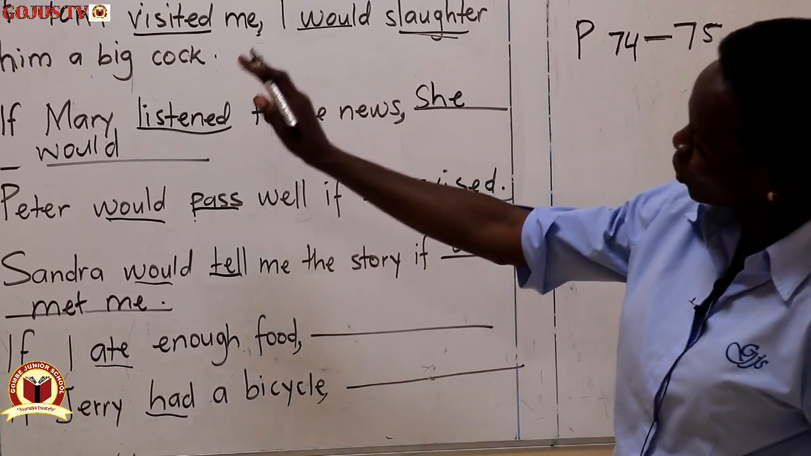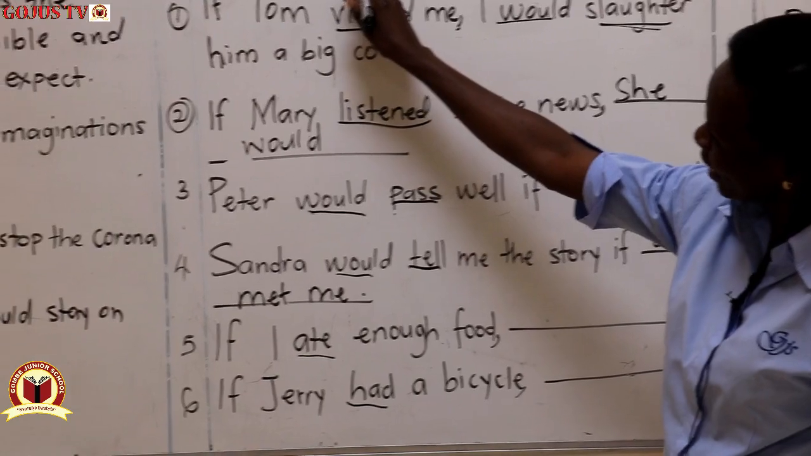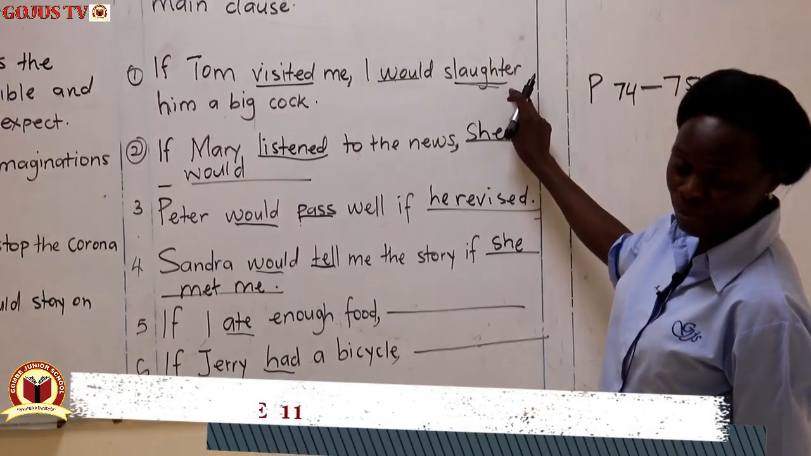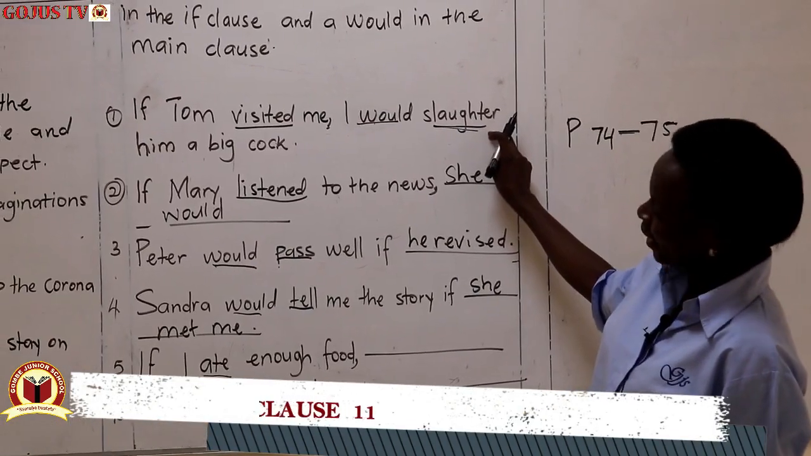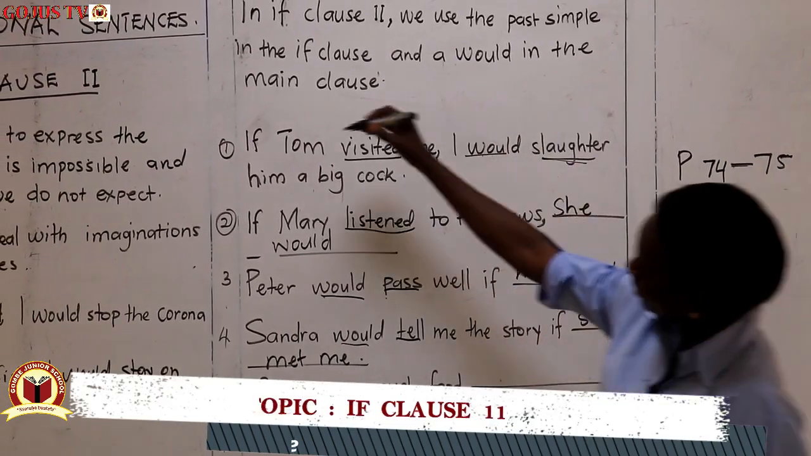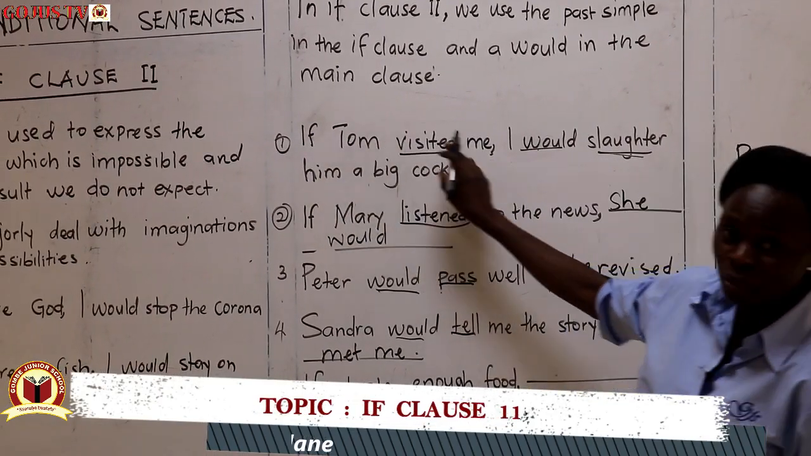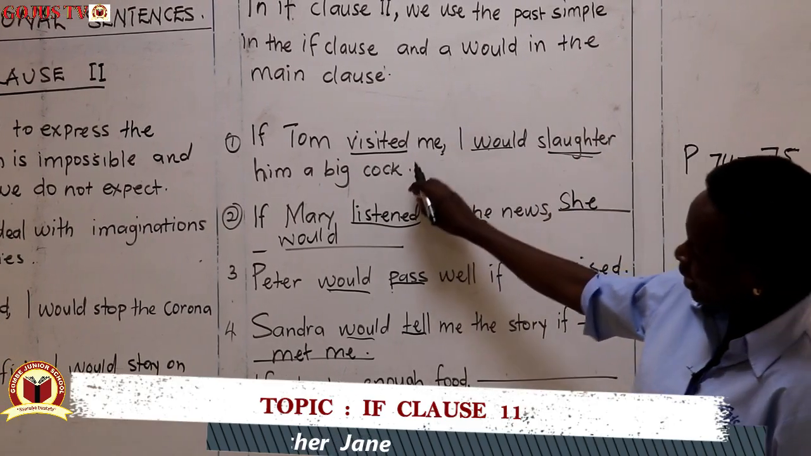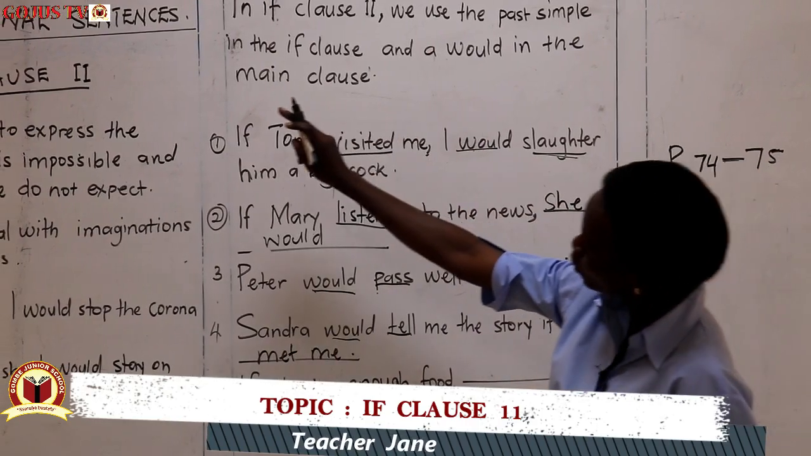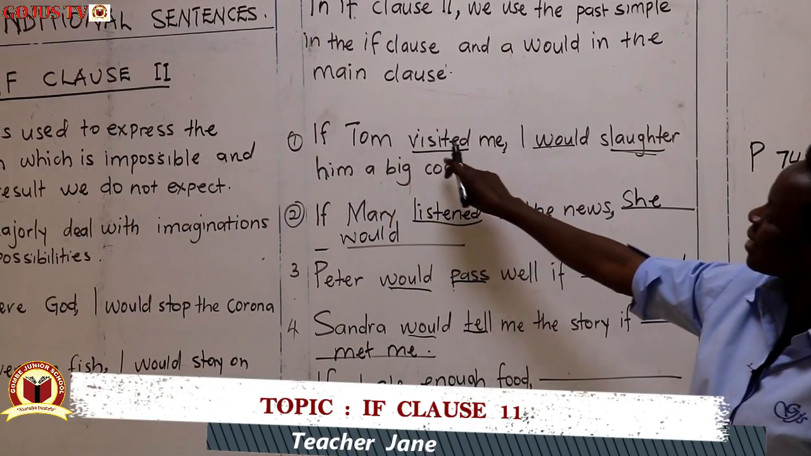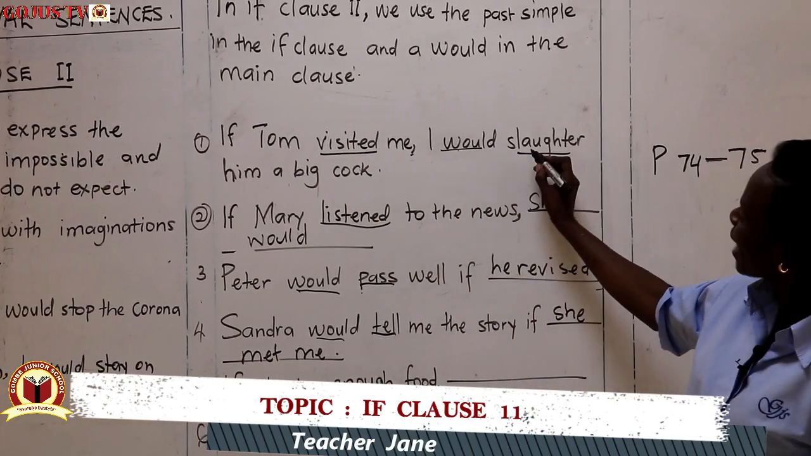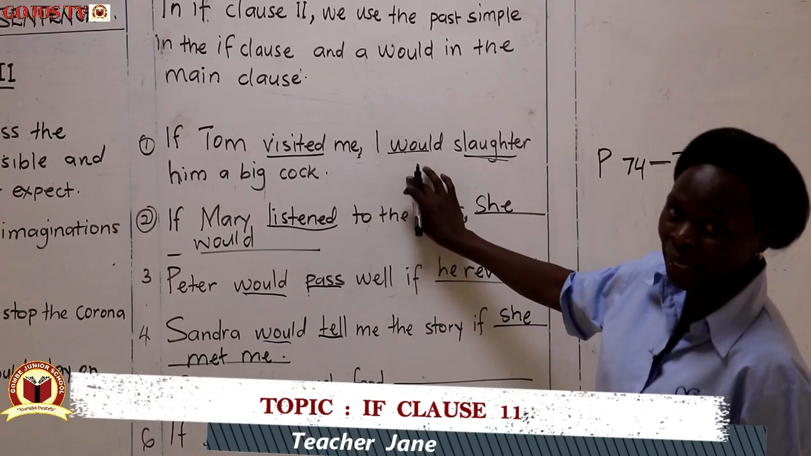So in if clause 2, we use the past simple tense in the if clause and a would and an infinitive form of the verb in the main clause. I suppose you still remember what the if clause is and what the main clause is. The statement that has the if statement is called the if clause, and the one that has the result is the main clause. So in the if clause 2 statements, we take the past simple tense in the if clause and a would plus an infinitive form of the verb in the main clause.